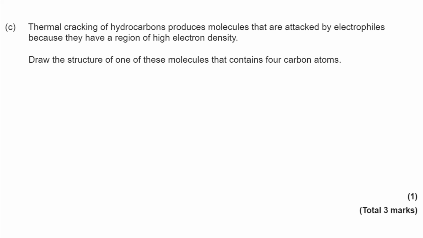Finally, thermal cracking of hydrocarbons produces molecules attacked by electrophiles because they have a region of high electron density. So lots of clues here. Electrophilic attack, we do this with alkenes. So we want an alkene with 4 carbons. Now the most obvious example is but-1-ene, but you could have done but-2-ene, you could have done methylpropene, and that would get the mark as well.